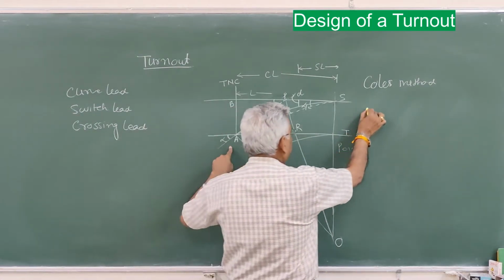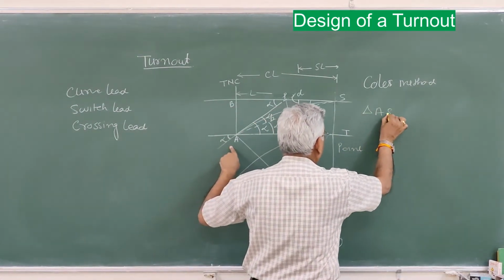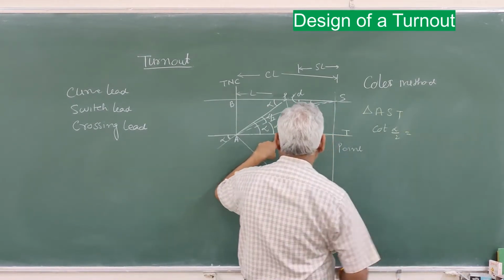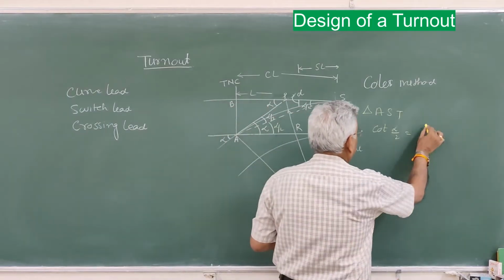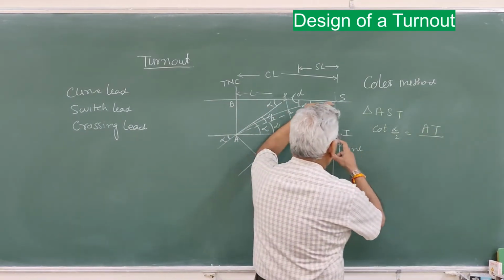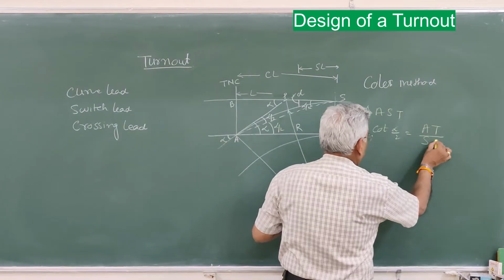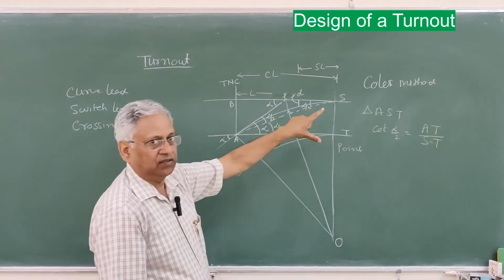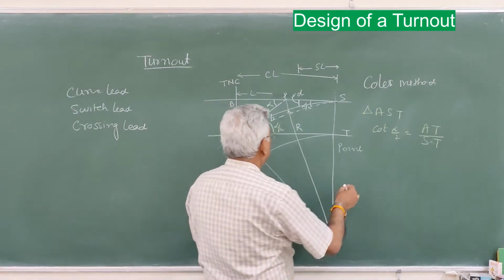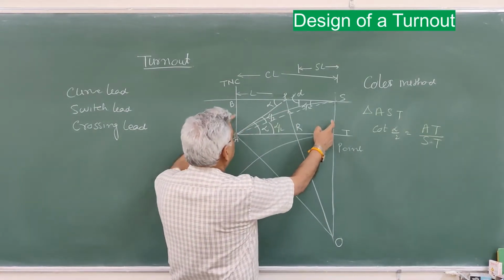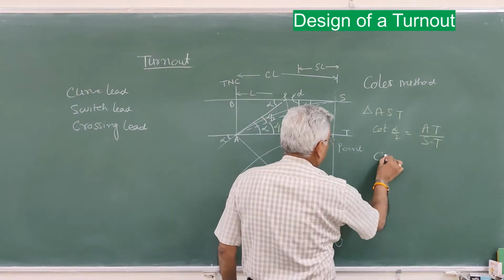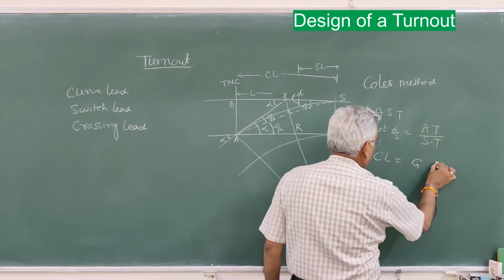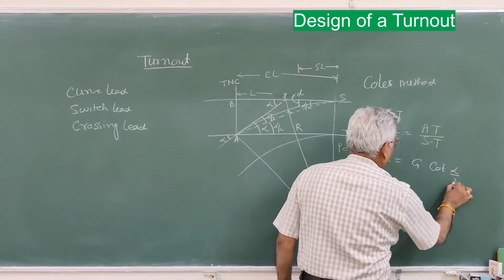And if you consider this triangle AST, cot of alpha by 2 will be AT upon ST. ST is the gauge of the track, and AT is your curve lead, and therefore CL will be gauge into cot alpha by 2.